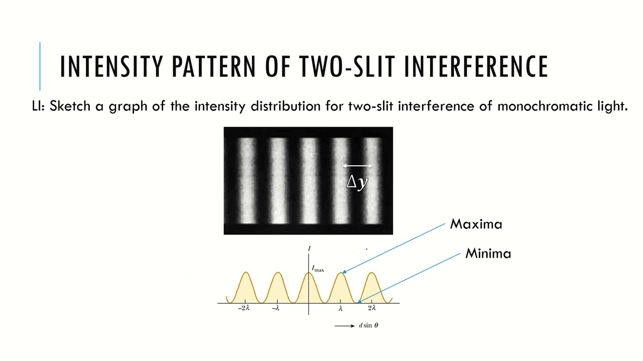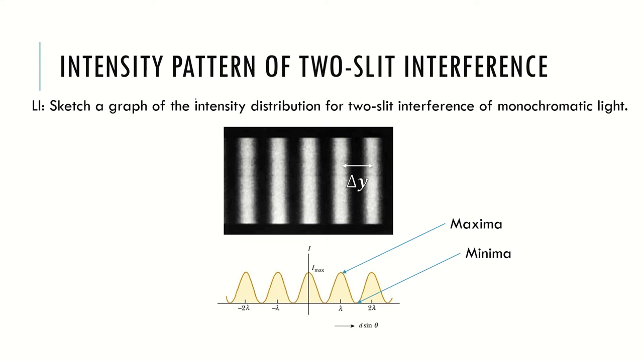So on your formula sheet, there is an equation that involves delta y, and delta y is just the distance between the center points of two adjacent bright fringes or bright bands. It's also the distance between two adjacent dark bands as well, but usually we use the center of bright bands, a bit more defined.